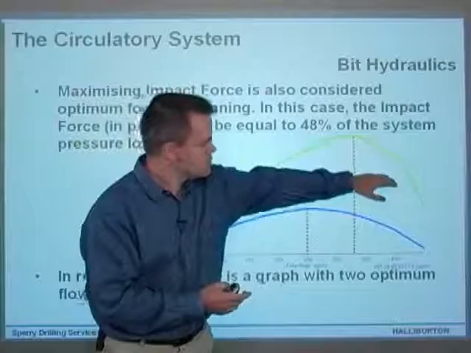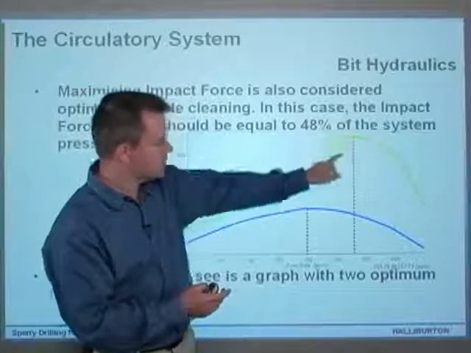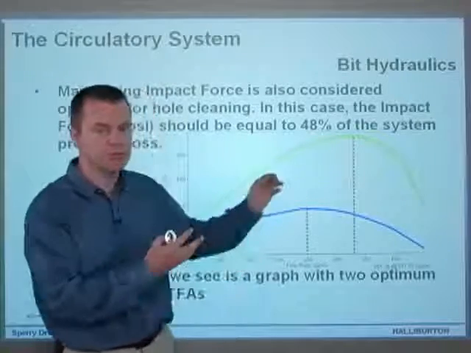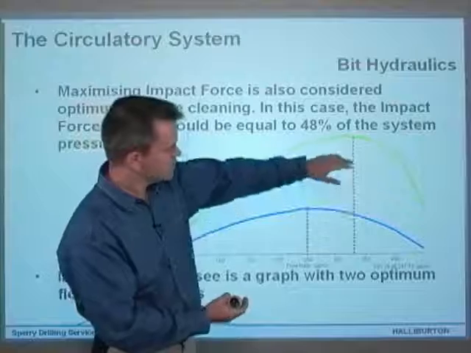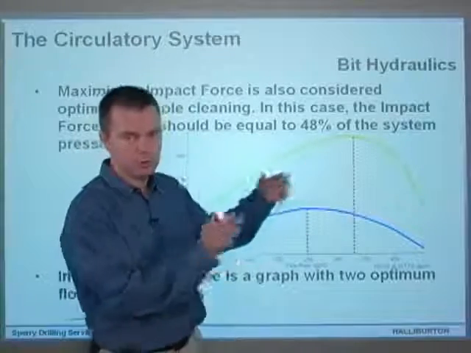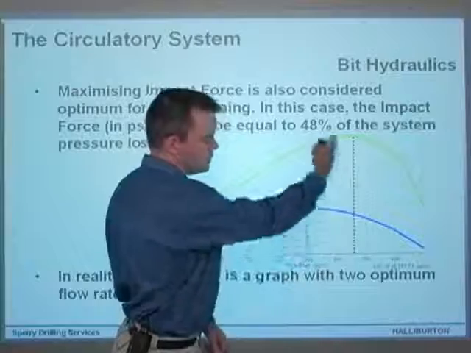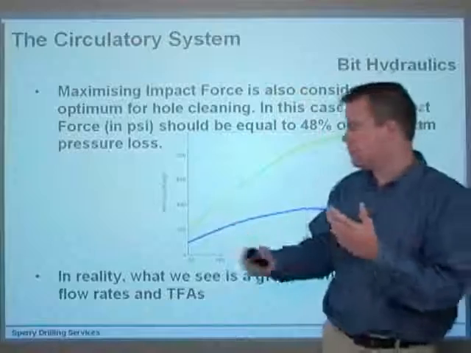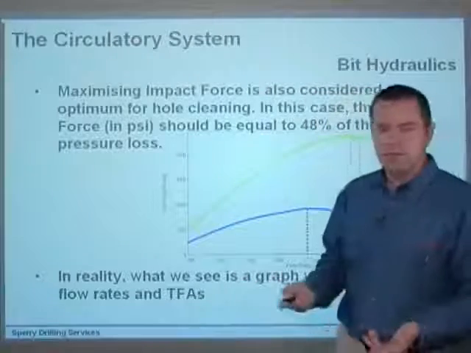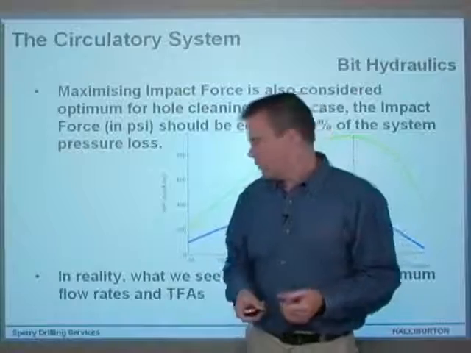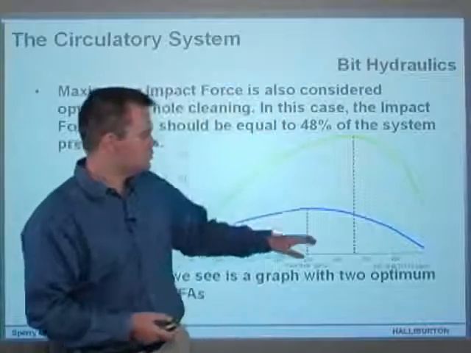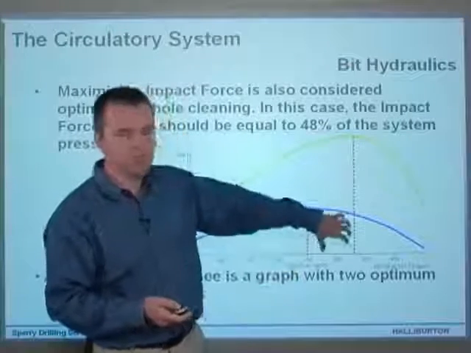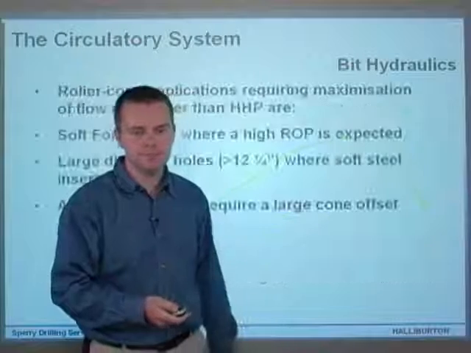This is your hydraulic horsepower here. This is your impact force. This is 65%, and this would be at 48% of your system pressure drop, or as close to these as you could get within the constraints. So choosing a TFA, combined TFA and flow rate, somewhere between these two lines would optimize you pretty much for hydraulic horsepower and also for your impact force as well. So that's how you would use a calculation for impact force and hydraulic horsepower. Somewhere in here is your optimum cleaning ability, basically. And if you can clean well, you can maximize your ROP as well.